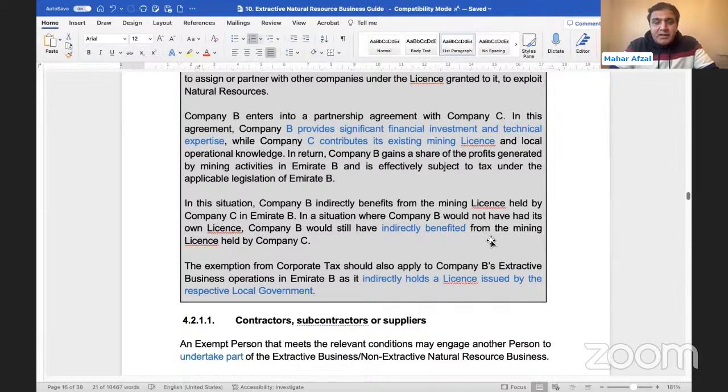So basically, they have defined here directly or indirectly. Directly means taking a direct license from the respective government. Indirectly means one company has the license, the second has the expertise. Both are involved in mining, exploration, and the extraction of natural resources, and both companies are taking benefit from this. So it will be assumed that the company has an indirect license for the exploration and extraction of natural resources. If the company has an indirect license, it will still be considered an exempt person if the rest of the conditions are being met.